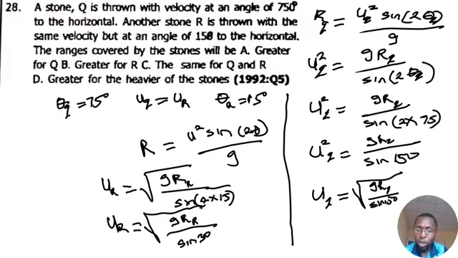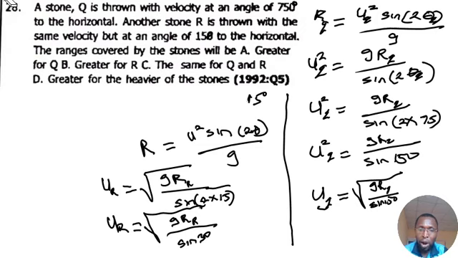Since the two initial velocities are the same, these are equal, so we are going to equate u R with u Q. That's what we're going to do now. Let us clear this area so we can have some space. So we equate the values.